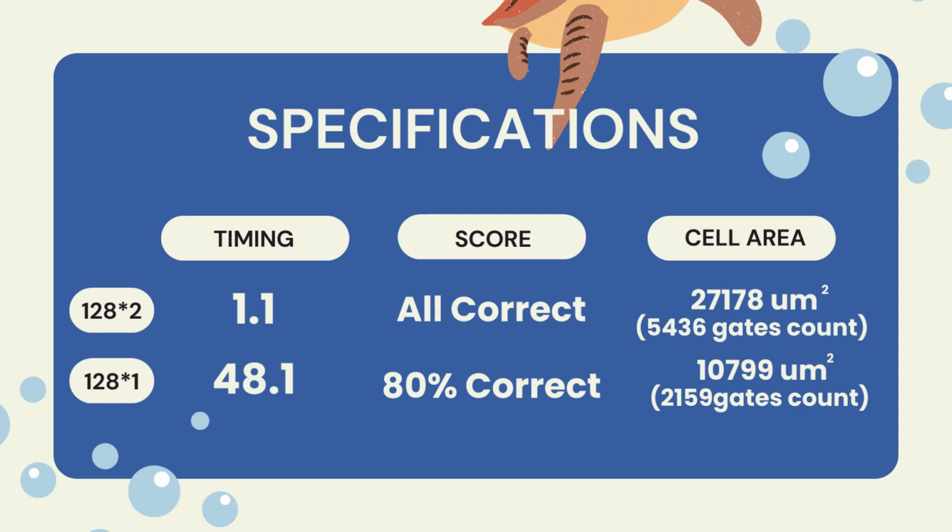So you can see that in timing, the first one is much slower than the second one. And for the score, the first one is now all correct, and for the second one, we're only 80% correct, so we're still working on it. And for cell area, the first one used 4,436 gate counts, and the second one uses 2,159 gate counts. So the cell area has decreased to less than half when we use the second method.